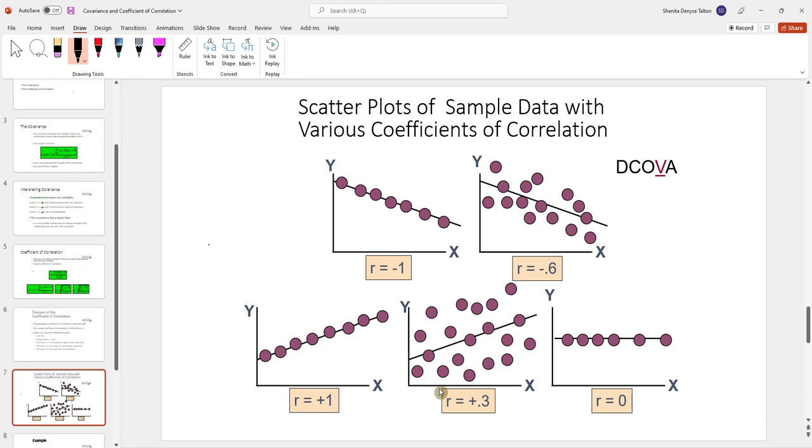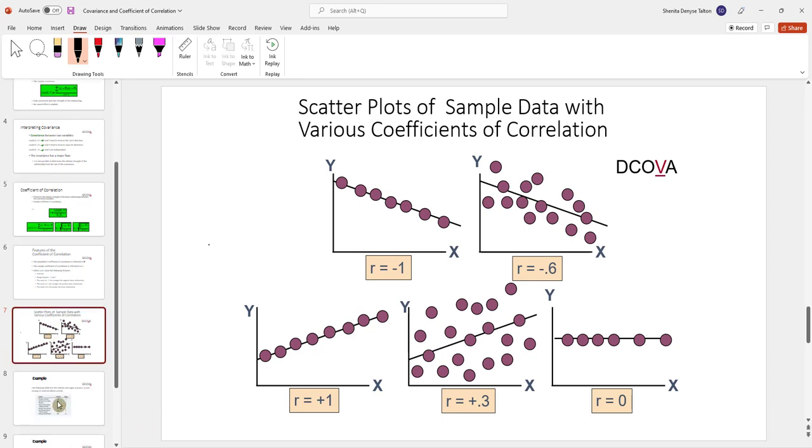But it's a lot of random scatter, so it's not really a strong relationship. So that's why R is kind of small, it's 0.3. And then here, the last one, R is equal to 0. It's just a straight line going straight across, but you can also have just random scatter, like dots all over the place. That will also be R is equal to 0.